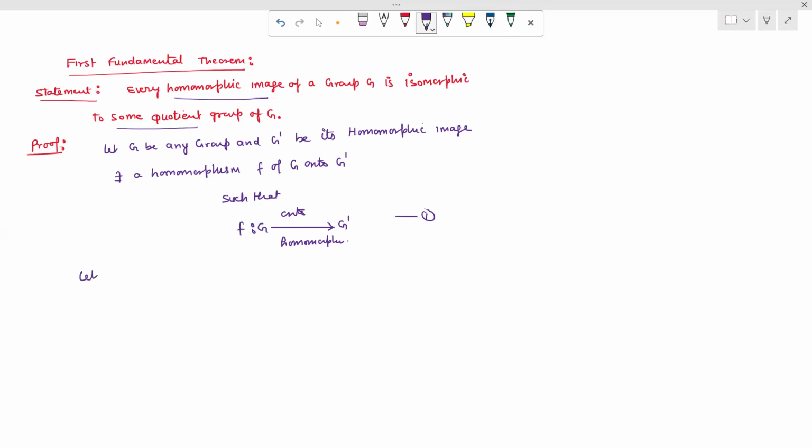So let K be the kernel of f. Then K is a normal subgroup of G. So we shall prove that G over K is isomorphic to G dash.